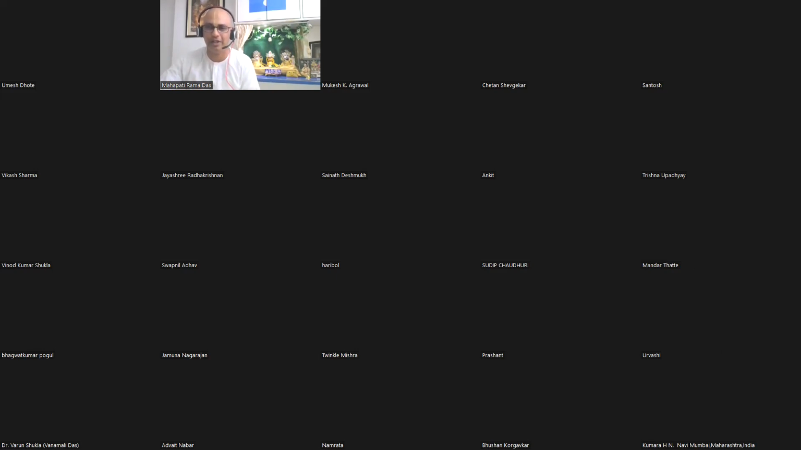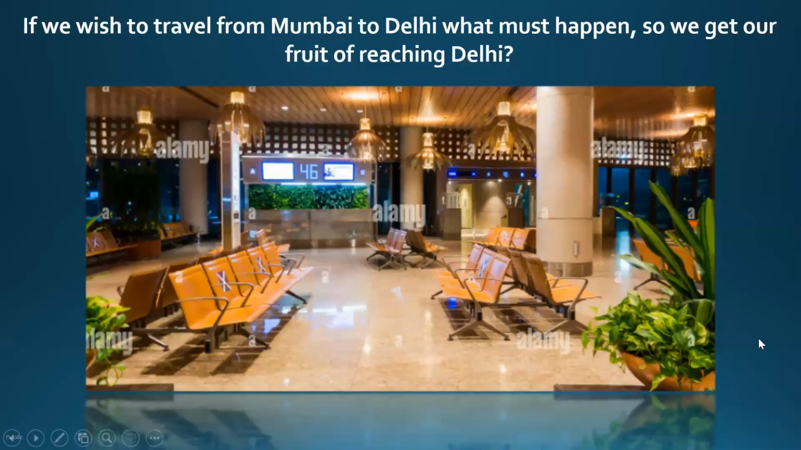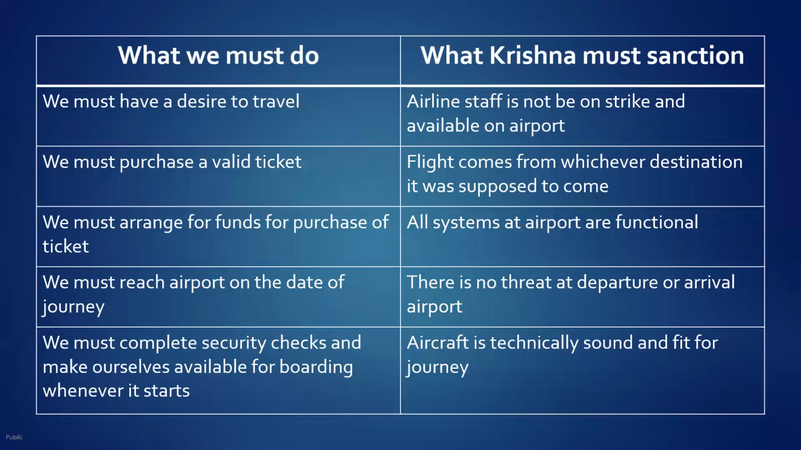Okay, I think we'll go back to the slides and quickly take a look at what I have thought of, that these are important actions. So what we must do, what Krishna must sanction. As rightly put by many of you, we must have a desire to travel. We must have a desire to go to Delhi. Then we must purchase a valid ticket. We must arrange for funds to purchase a valid ticket. To purchase the ticket we need money, so we should have arranged for the money.